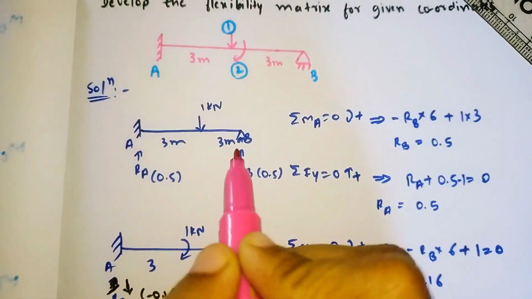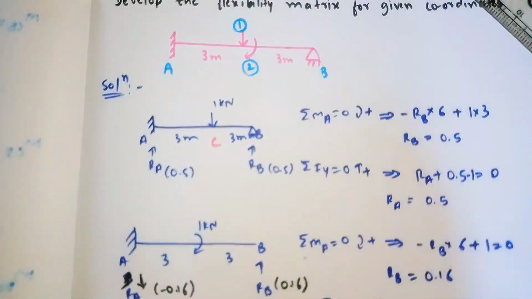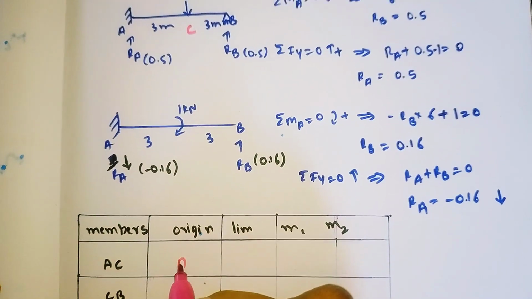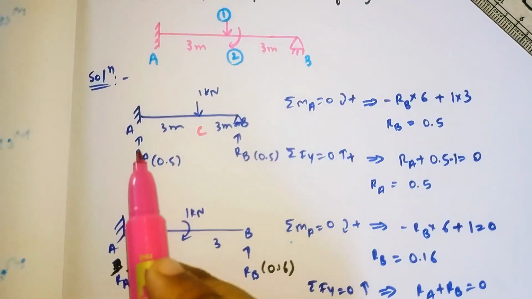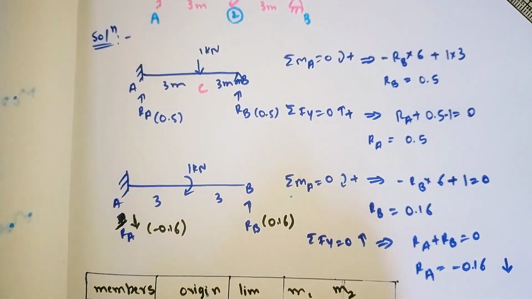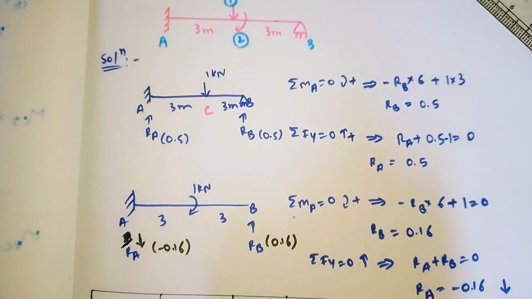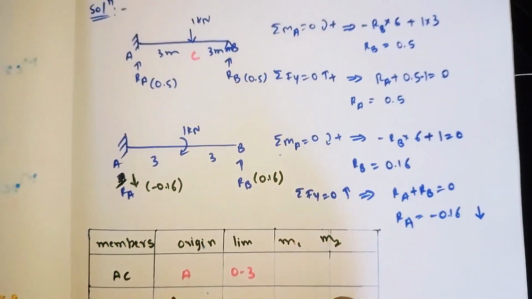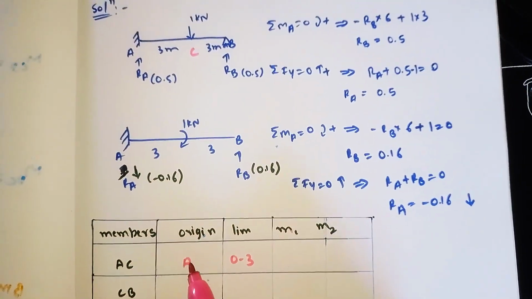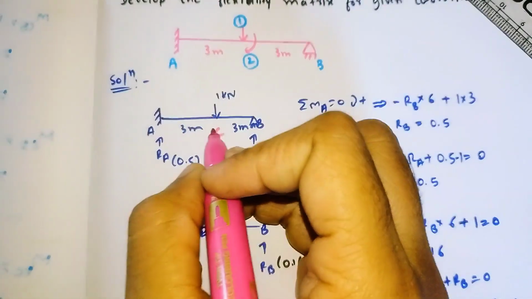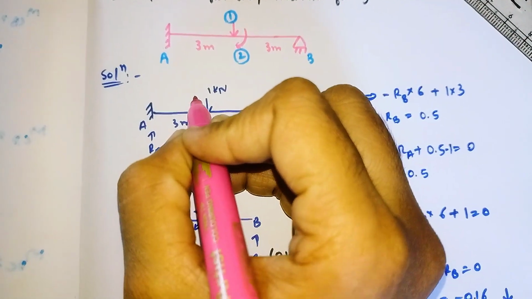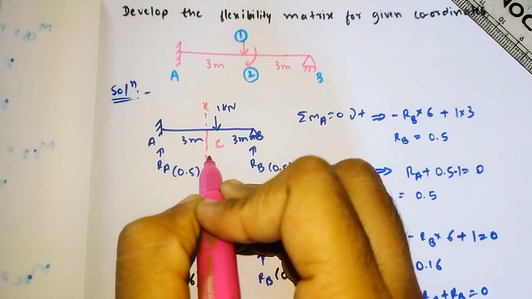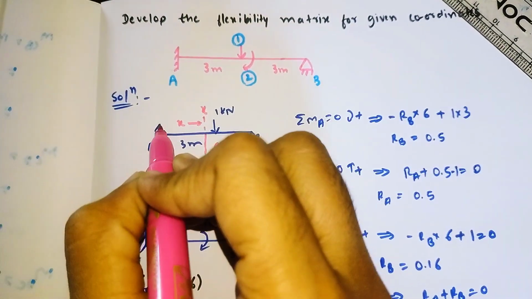For member AC, see here, this is the point C, member AC. The origin for AC I am taking as A, and the limit is here, the distance is 3 meters, so I am taking the limit as 0 to 3. And for m1, the moment of coordinate 1, for AC I have taken the origin A. If I cut the section xx far away from the origin A, at a distance of x, section xx at a distance of x from the origin.